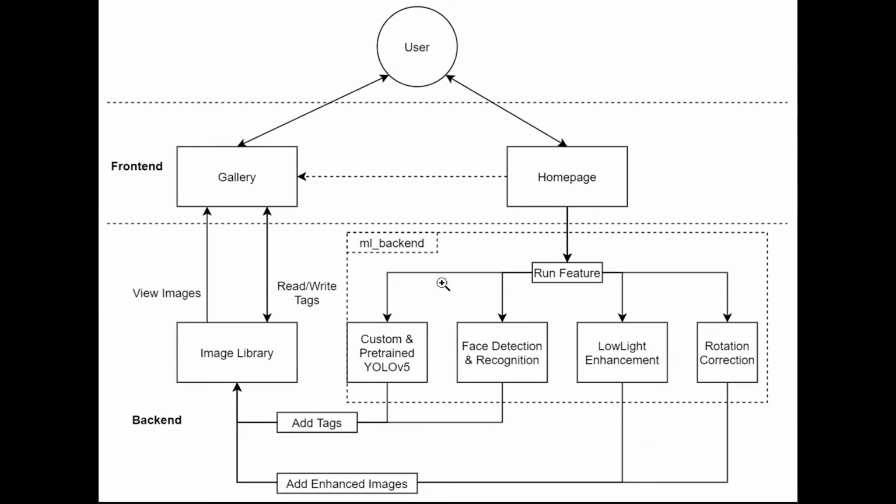So, after the app is launched and the user clicks the Run Feature button on the homepage, the app will read images from the library and run these machine learning models to find the tags or to enhance images. Then the tags and images will be added back to the library. Additionally, the user can also go to the gallery page to view images and edit their tags.